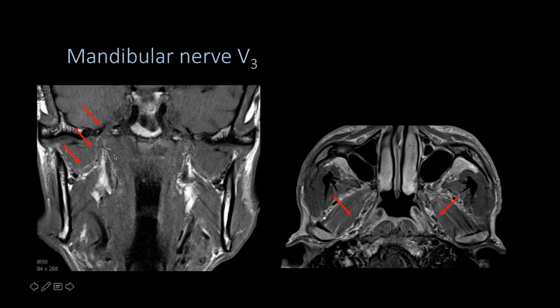On our MR, we can beautifully see again that mandibular nerve coming through foramen ovale and entering the masticator space. On our axial image, here's that proximal main trunk right next to that lateral pterygoid muscle.